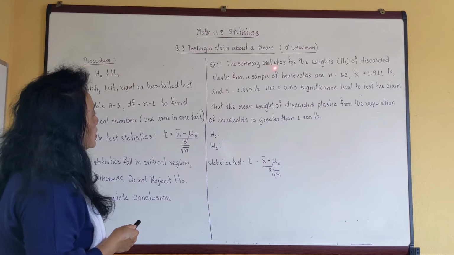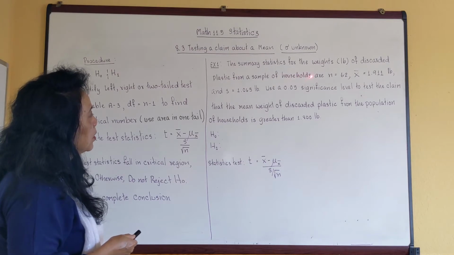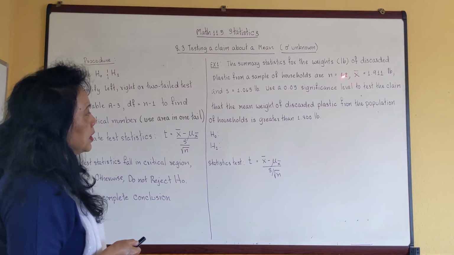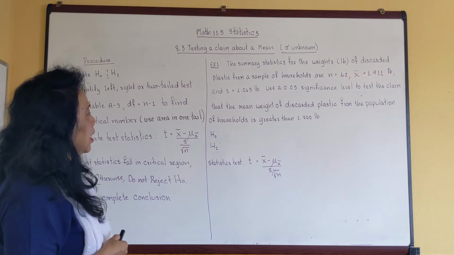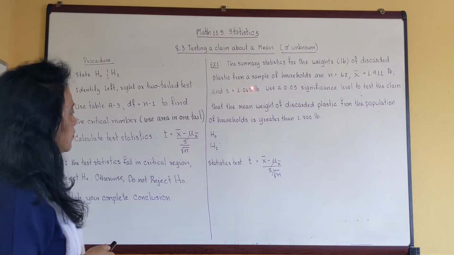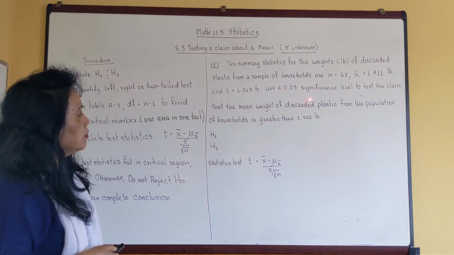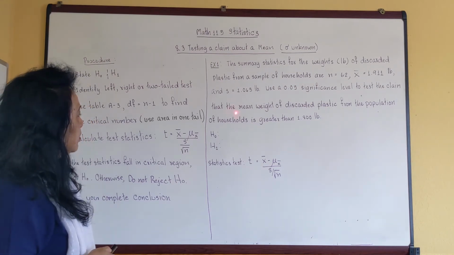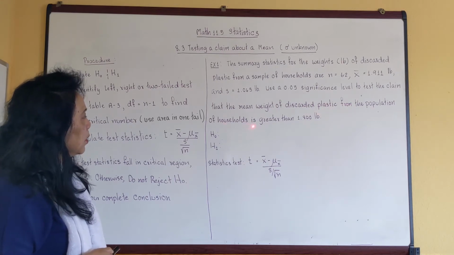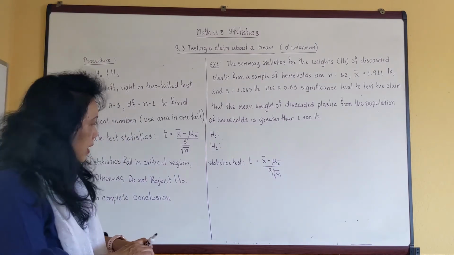The summary statistics for the weight of discarded plastic from a sample of households are: n, the sample size, is 62. The sample mean is 1.911 pounds, and the sample standard deviation is 1.065 pounds. Now we want to use a 5% significance level. Again, significance level is alpha. We want to test the claim that the mean weight of discarded plastic from the population of households is greater than 1.8 pounds. Now let's work on this example together.